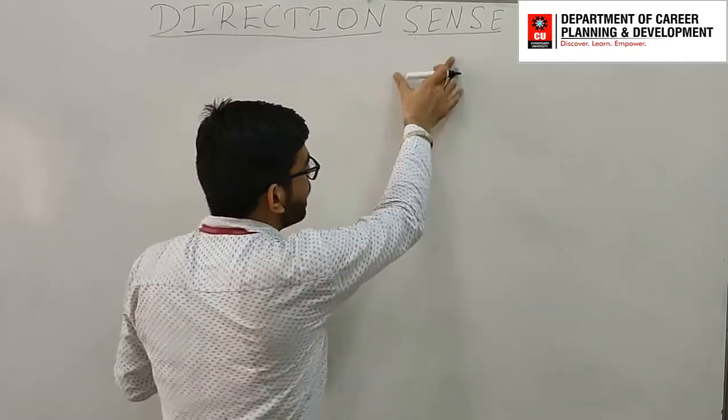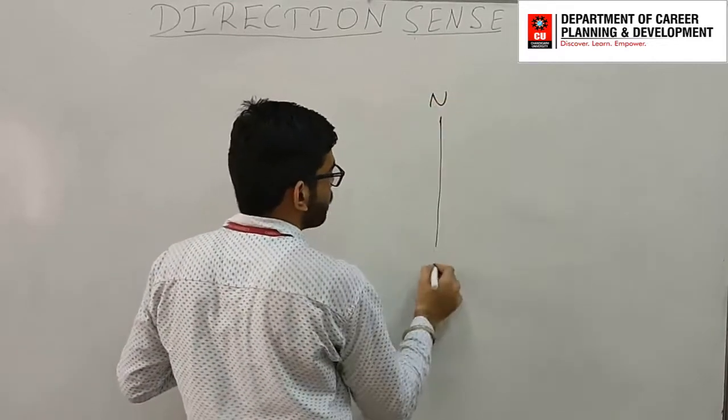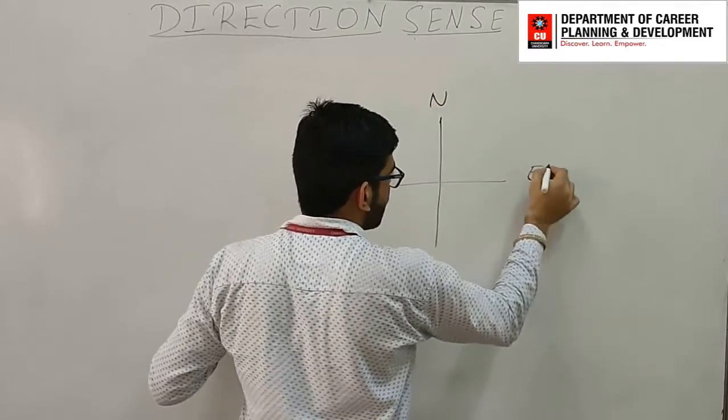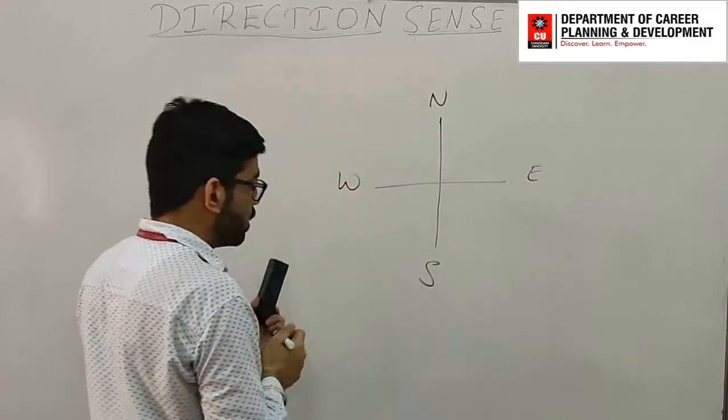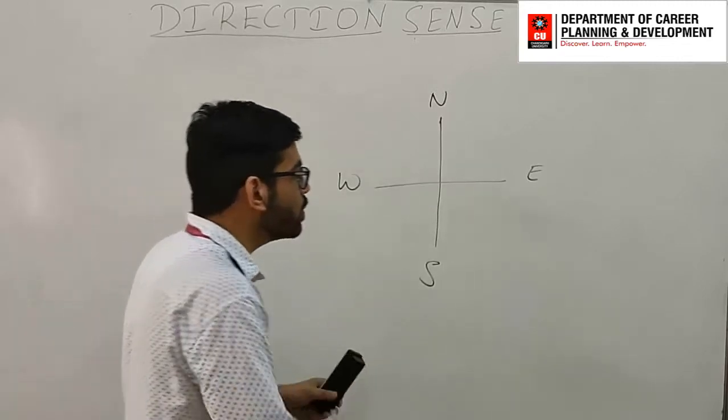First of all, in terms of directions, there are basically four directions: north, south, east and west. These are your four basic directions. Move to the second part.